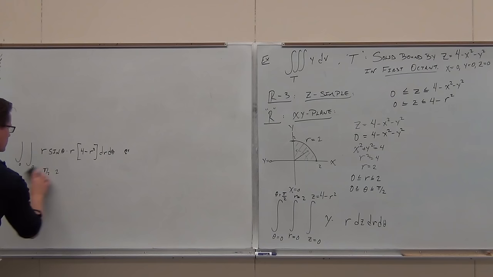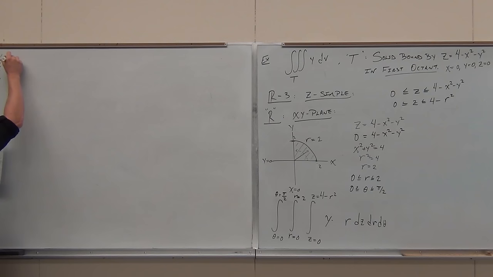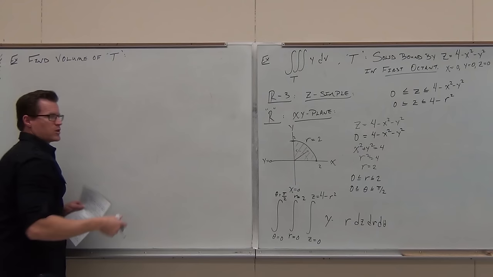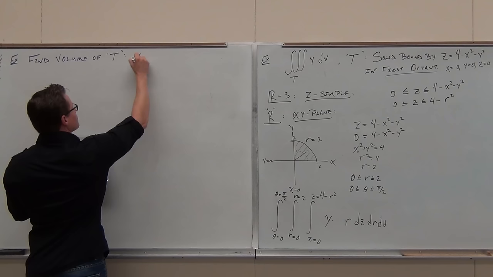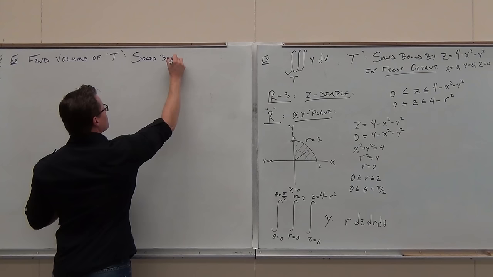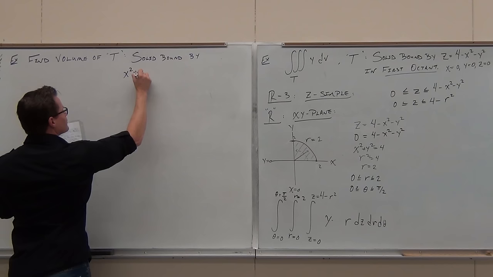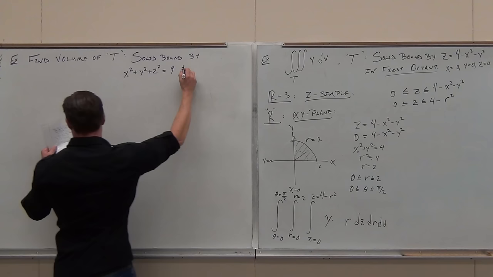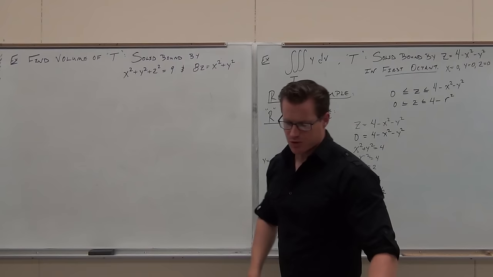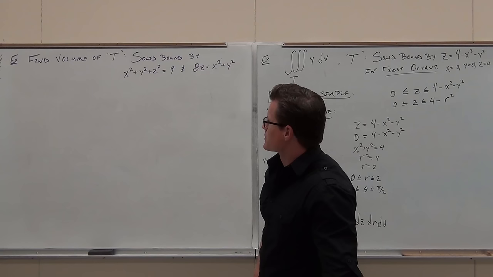So let's find the volume of the region T, where T is defined like this. Find the volume of that region, where we're talking about the solid bound by those two functions. We're going to do this with cylindrical.